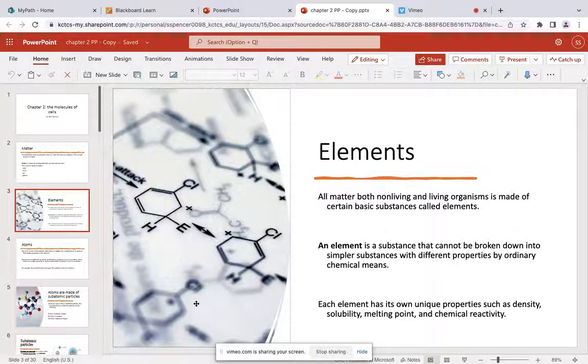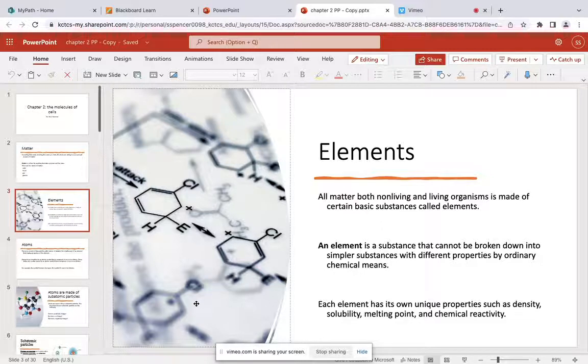This is an element. I'm sure in your high school chemistry class you've studied different elements like hydrogen, sulfur, iron, magnesium, all the different elements. So each element has its own unique properties like density, solubility, melting point, and chemical reactivity. Each element is made up of distinct subatomic particles called atoms. That's going to be important later on. But each element in its own simple substance can't be broken down any simpler. So elements are made up of atoms.